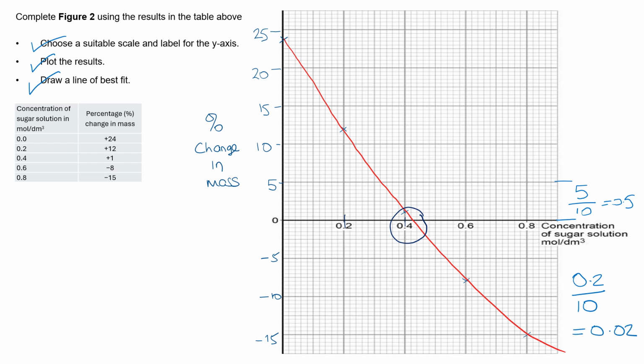So we can work out precisely then where our line crosses, and we can see at 0.4 it goes one little square over. So therefore our concentration of cell sap inside our cells is 0.44 grams of sugar.